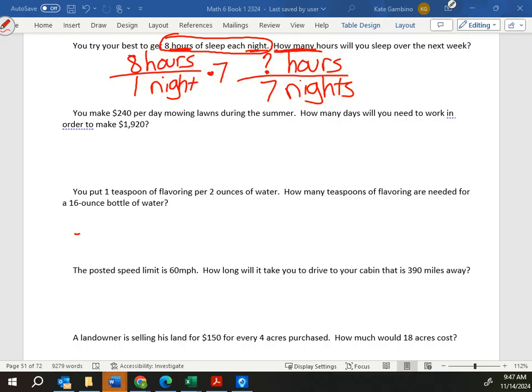Whatever we're doing to the bottom, we're going to do to our top. So 8 times 7, he knows is 56. So that becomes 56 hours.